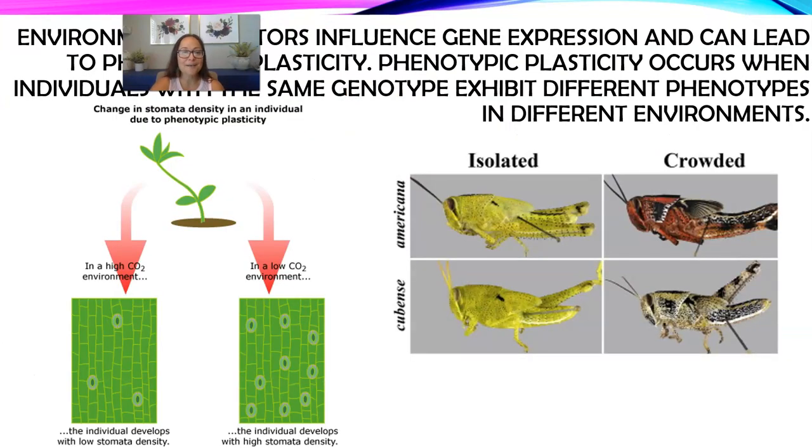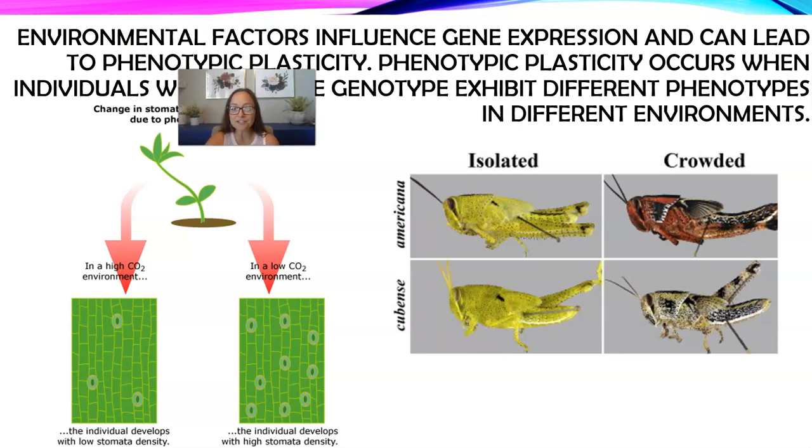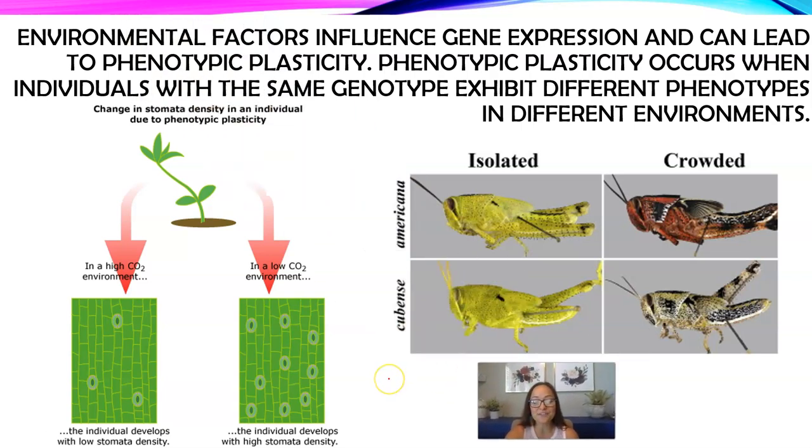And sometimes environmental factors can influence gene expression and can lead to phenotypic plasticity, which means a flexibility in our phenotypes. Phenotypic plasticity occurs when individuals with the same genotype exhibit different phenotypes in different environments. So here you can see plant leaves grown in different carbon dioxide concentrations will have different amounts of stomata.